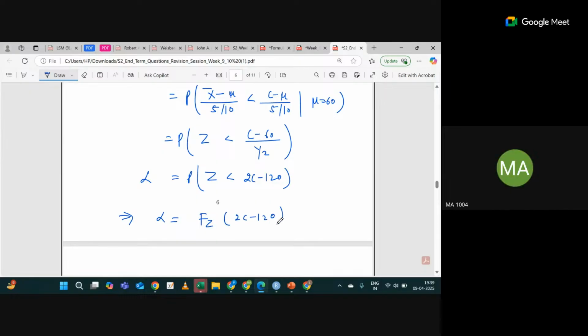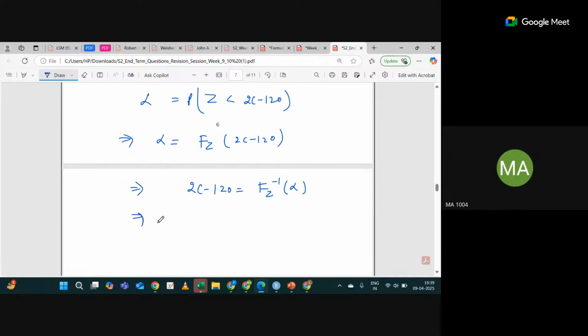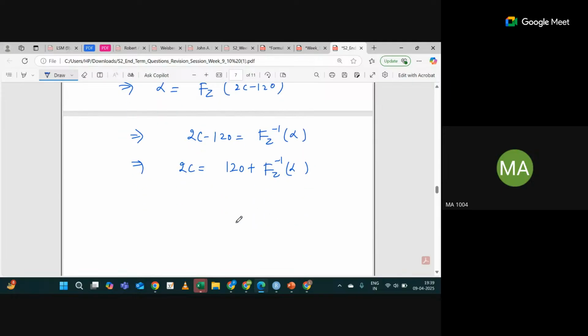So FZ of 2C minus 120, right? So from here we get 2C minus 120 equal to FZ inverse of alpha. Similarly, 2C equals 120 plus FZ inverse of alpha, and the value of C will be 1 by 2 times 120 plus FZ inverse of alpha.